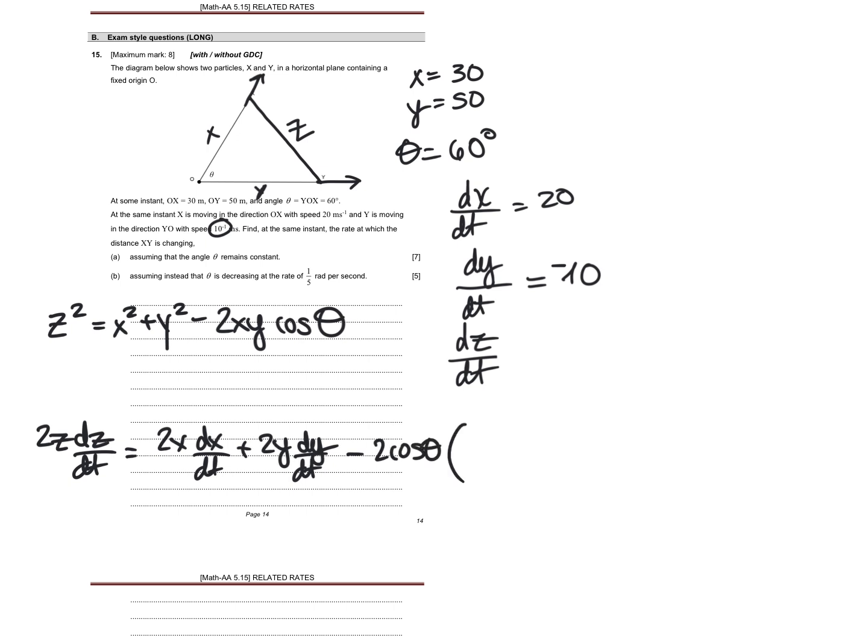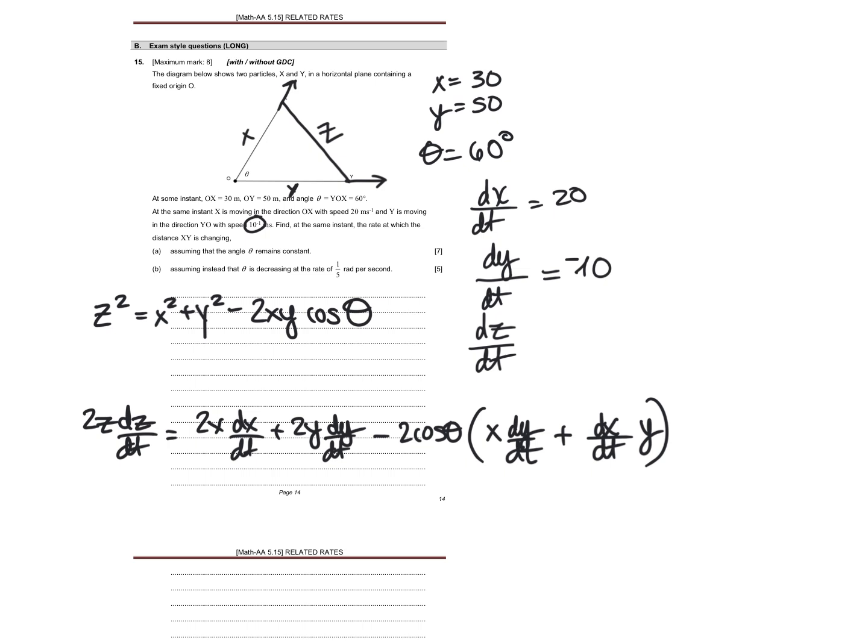and now the derivative of x times y. So we're going to have first times the derivative of the second plus the derivative of the first times the second. Okay, so now let's fill stuff in. We need to find z. So x is 30 squared plus y, which is 50 squared, minus 2 times x times y cosine 60 degrees. And cosine 60 degrees is 1/2, so this will cancel with that.